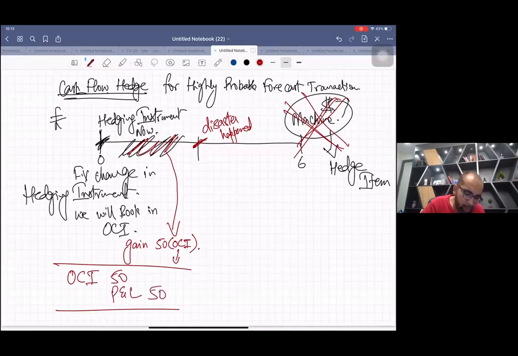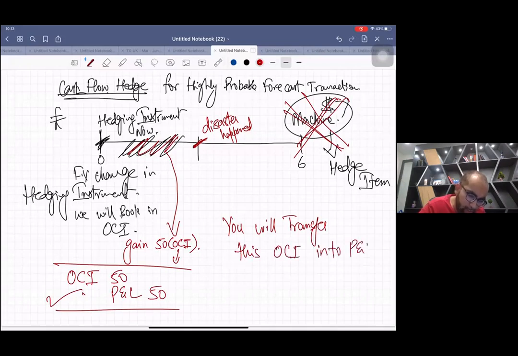You will transfer this OCI into P&L now. And what's the logic? Because nothing to match in future.